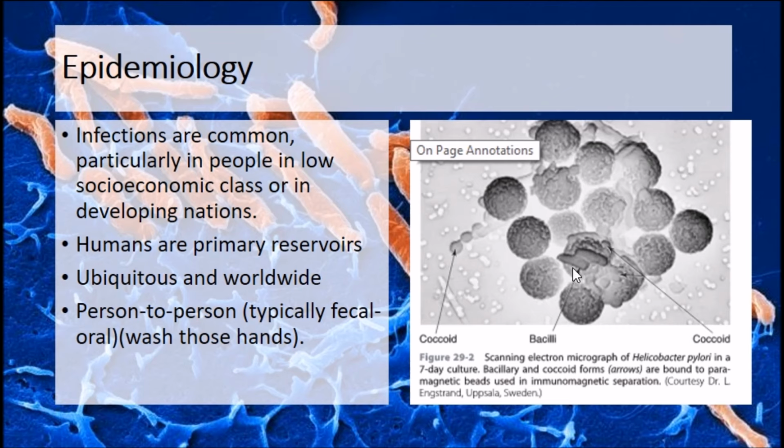On the right here, I do have a photo of what I was talking about two slides before. It's a scanning electron micrograph of Helicobacter pylori in a 7-day culture, and the bacillary and coccoid forms are marked with the arrows if you just want to look at the graph, and those are bound to paramagnetic beads used in the magnetic separation. So this would be a test that you would use in a diagnosis.